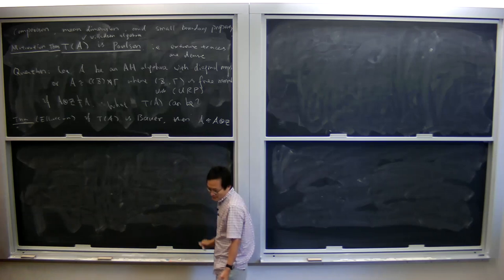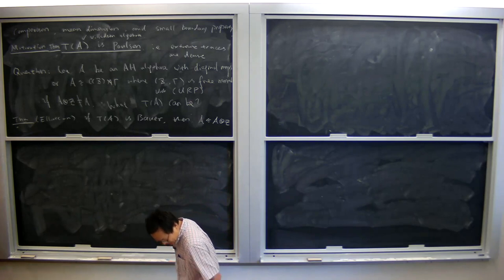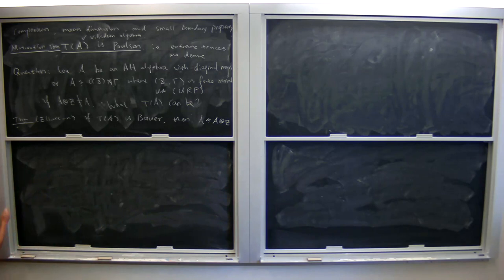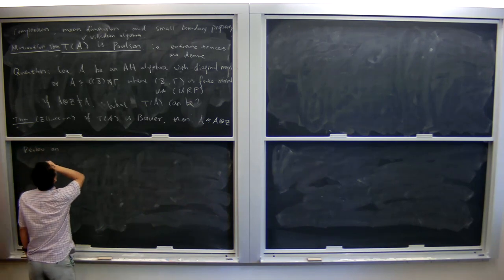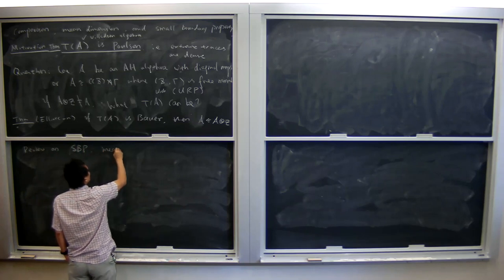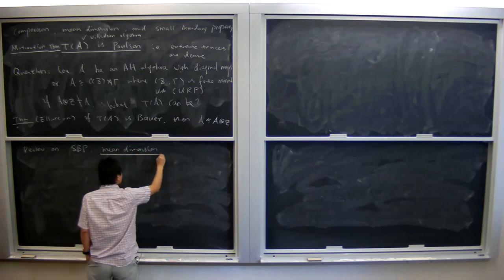So to get there, actually, we have to play with the small boundary property, mean dimension, something like that. So let's take a review on mean dimension and small boundary property and comparison. Small boundary property and then mean dimension. Let's start with mean dimension.